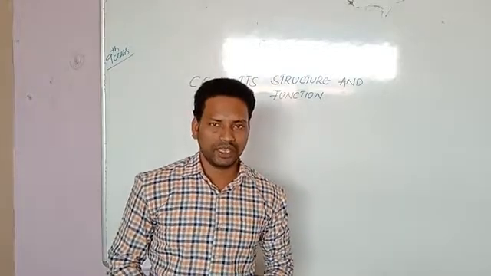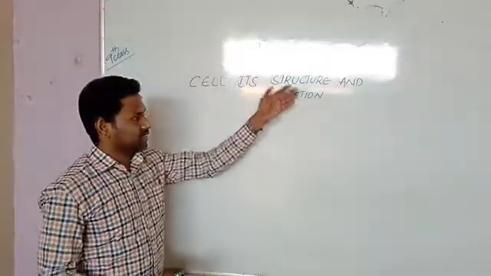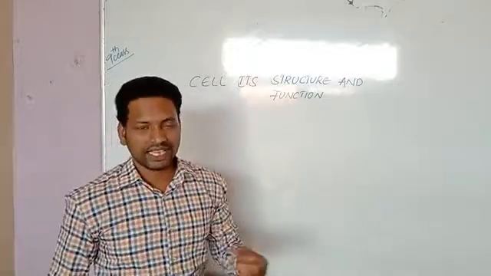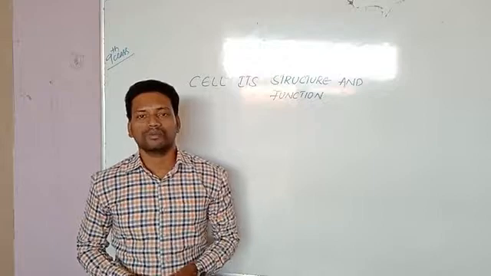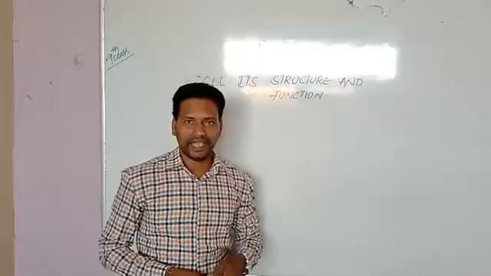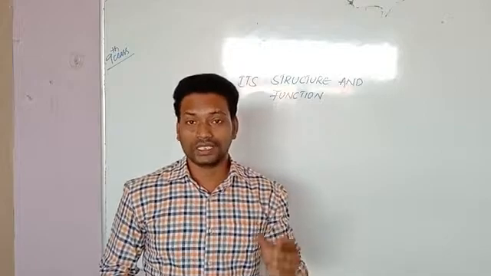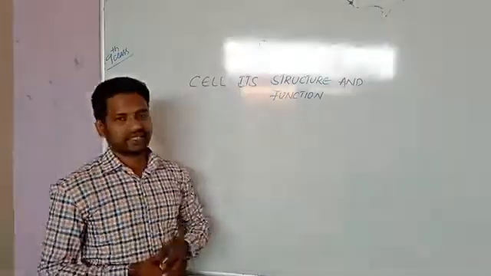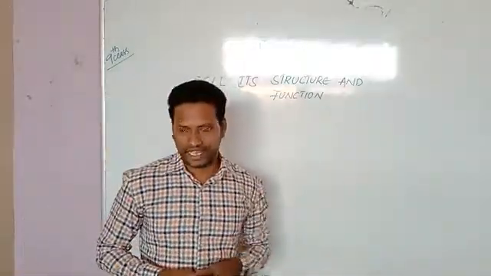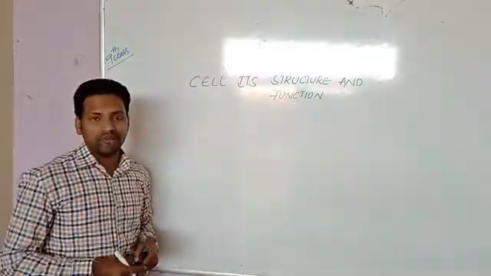I am going to teach today 9th class biological science first lesson: cell, its structure and function. So what is a cell? Cell is the basic unit of all organisms, and also it is the structural and functional unit of the organisms. Why are we giving this statement? All the structures are made by the cell and all the functions are controlled by the cell.